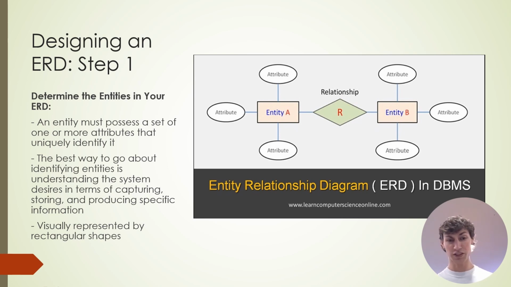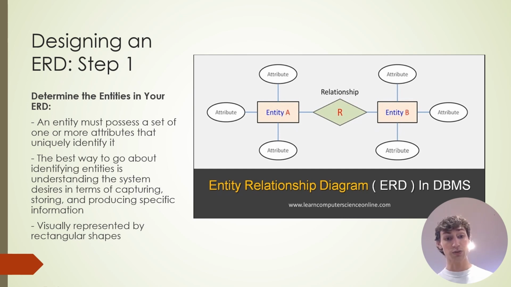So first is determining your entities, and each must possess a set of one or more attributes that uniquely identify it. If you have an entity that can only have one attribute or one good attribute, then it's really not going to go far. It's not going to expand your system. And then the best way to go about identifying entities is understanding the system's desires in terms of capturing, storing, and producing specific information. How you're going to store your data is very important. And so if you cannot establish what you want to capture, you might be capturing data that you don't want overall, and that would just lead you down a rabbit hole and you're going to get lost.